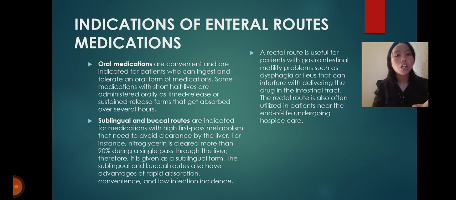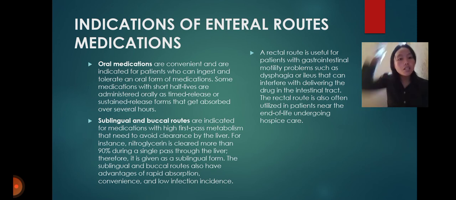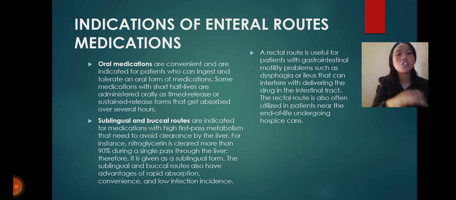Sublingual and buccal routes are indicated for medications with high first pass metabolism that need to avoid clearance by the liver. For instance, nitroglycerin is cleared more than 90% during a single pass through the liver. Therefore, it is given in sublingual form. The sublingual and buccal routes also have the advantages of rapid absorption, convenience, and low infection incidence.